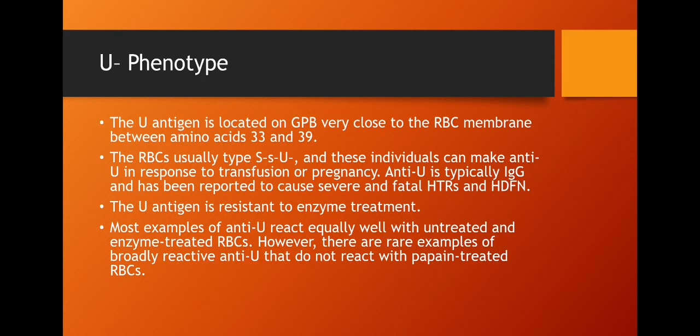Anti-U is typically IgG, immunoglobulin G, and has been reported to cause severe and fatal HTRs and hemolytic disease of the fetus and newborn. The U antigen is resistant to enzyme treatment, so most examples of anti-U react equally well with untreated and enzyme-treated RBCs. However, there are rare examples of broadly reactive anti-U that do not react with papain-treated RBCs.